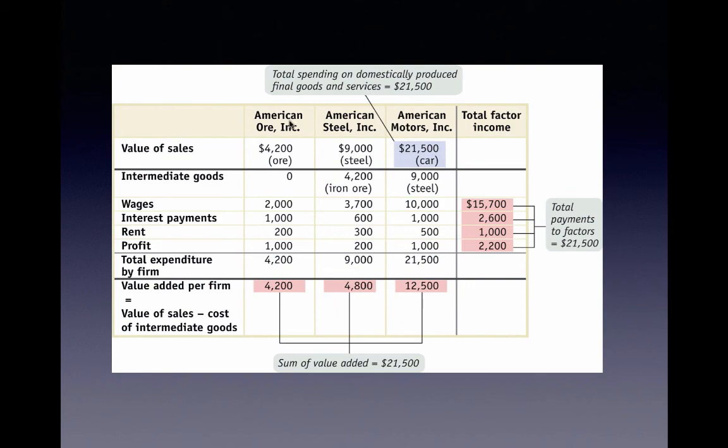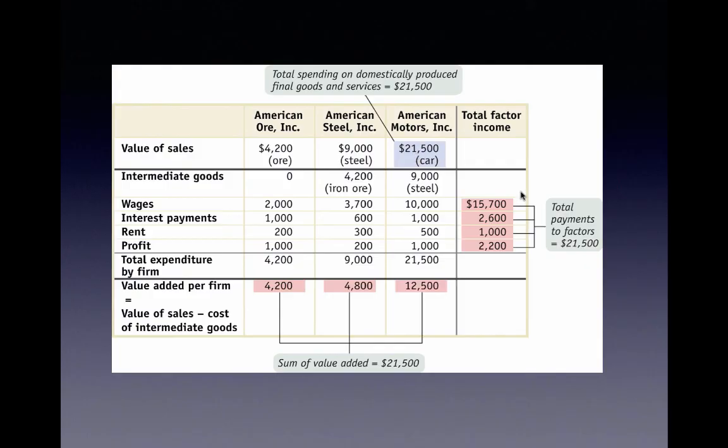You could count these intermediate steps as long as you don't double count. So this is the sum of value added. If you look at how much value each step added, we took this iron ore that's worth 4,200. Once we turn it into steel, it's worth 9,000, because that's what we sold it to the car company for. So if we looked at how much value was added at each step along the way, then we wouldn't be double counting. And if we add that up, we would also get the 21.5.